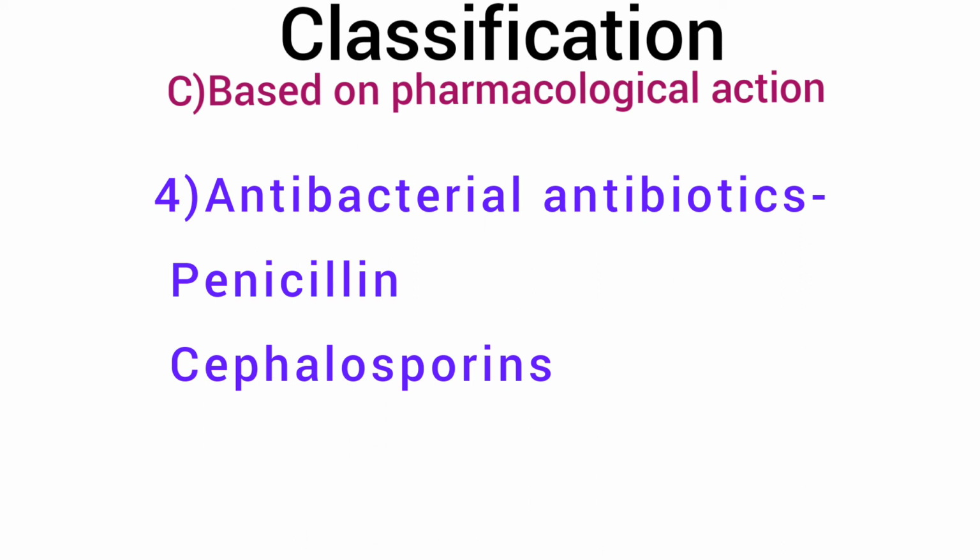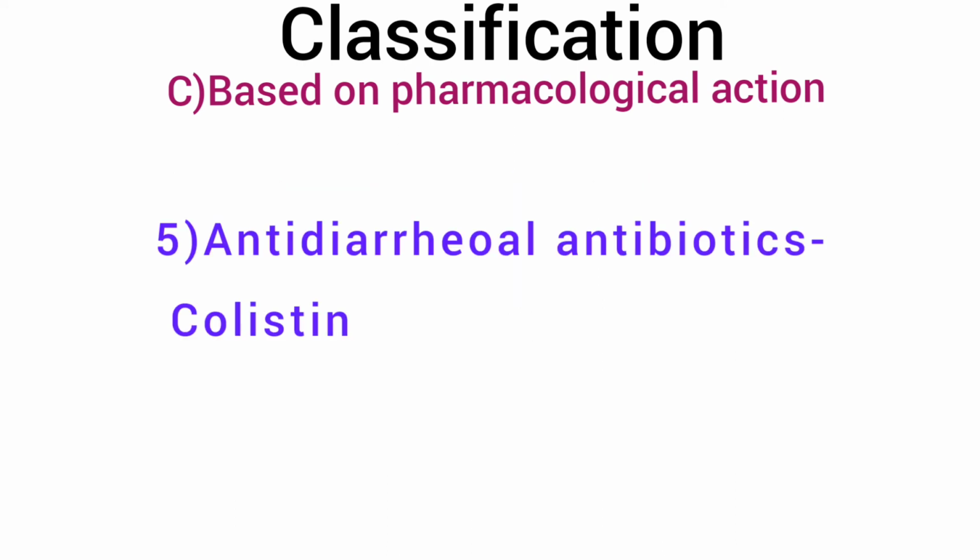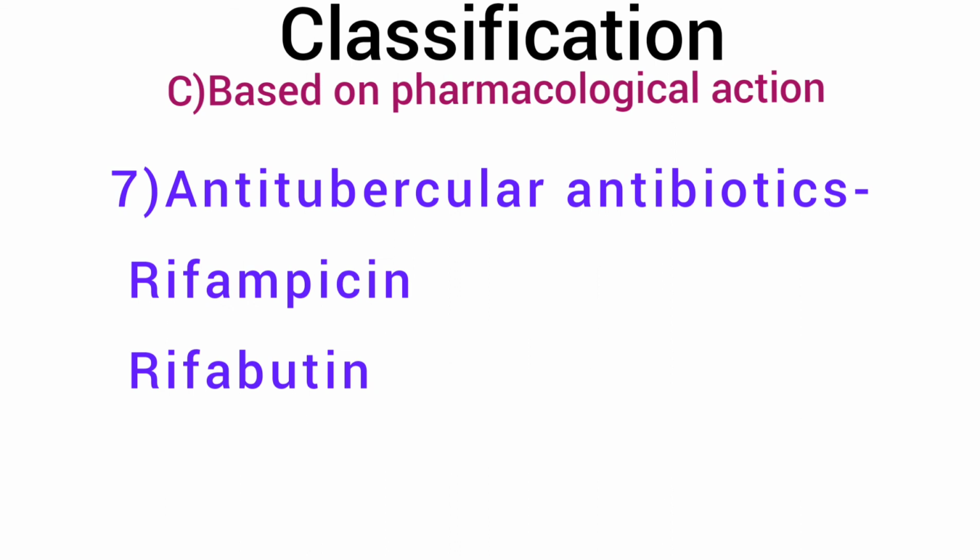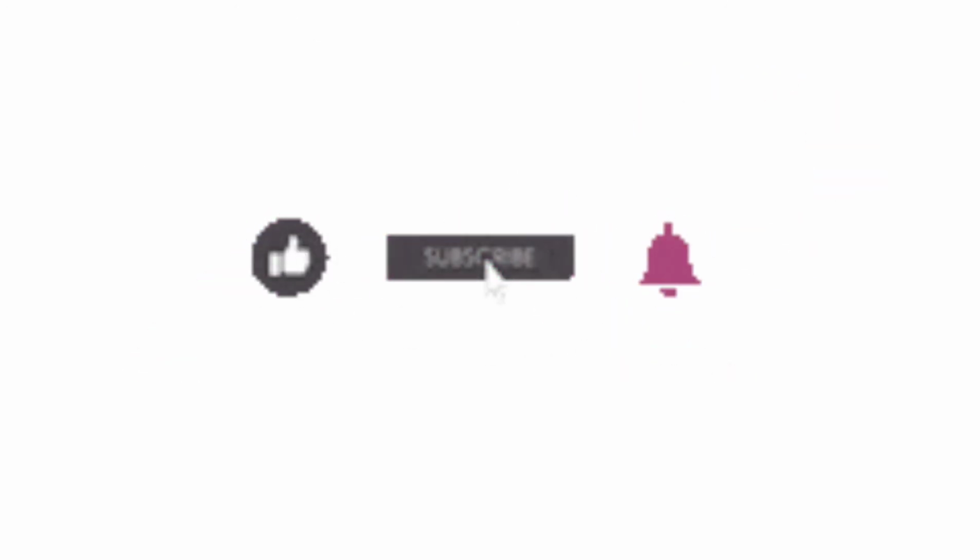These are based on pharmacological action, okay? And then antidiarrheal antibiotics, Colistin, antitubercular antibiotics, Rifampicin, Rifabutin. Now that's all for the classification, the three main types of classification of antibiotics.